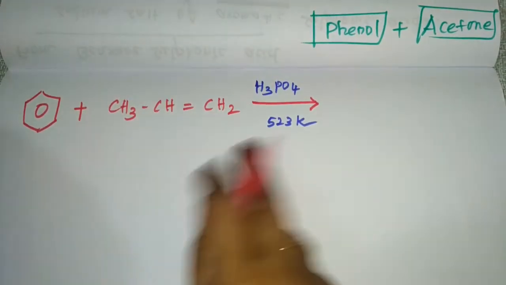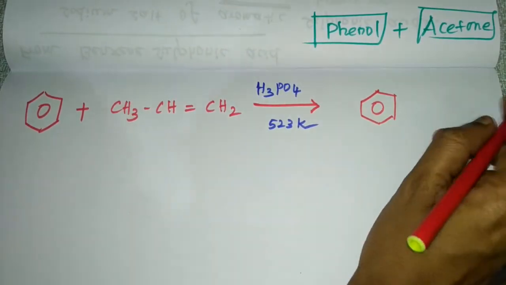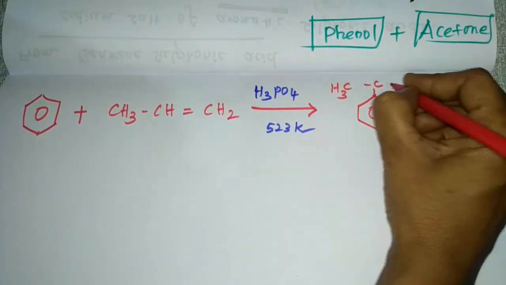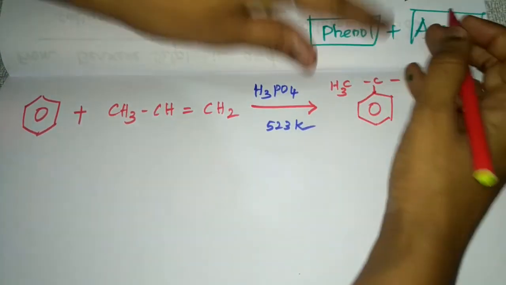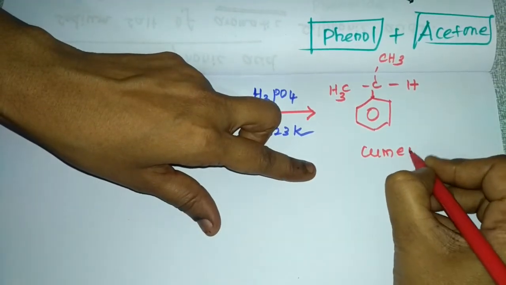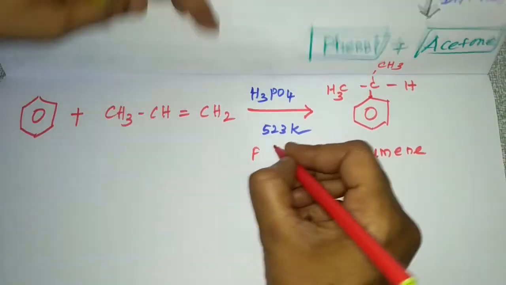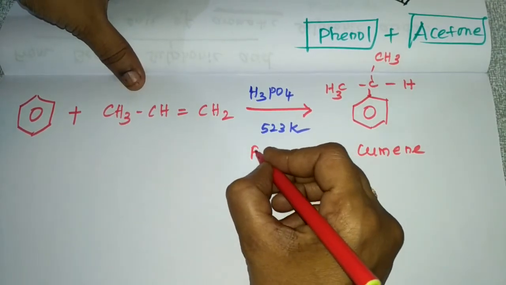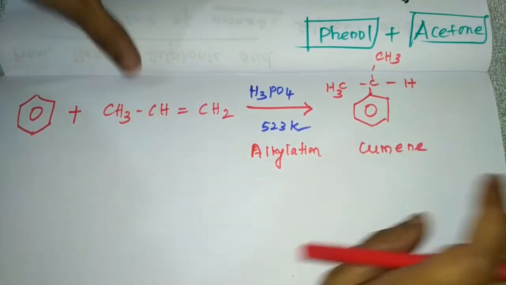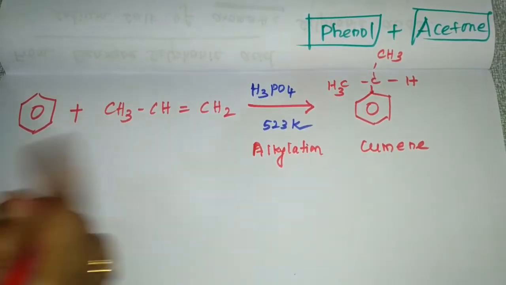So here, Friedel-Crafts alkylation happens. This carbon will have a CH3 and this CH3, and this is the structure of cumene. By means of this alkylation reaction, cumene is formed. Then what do you have to do with this cumene? I told you oxidation takes place.